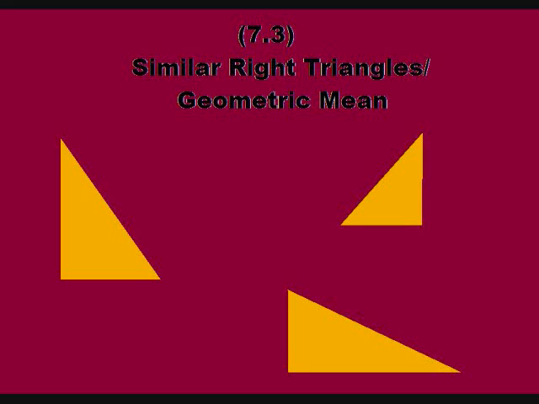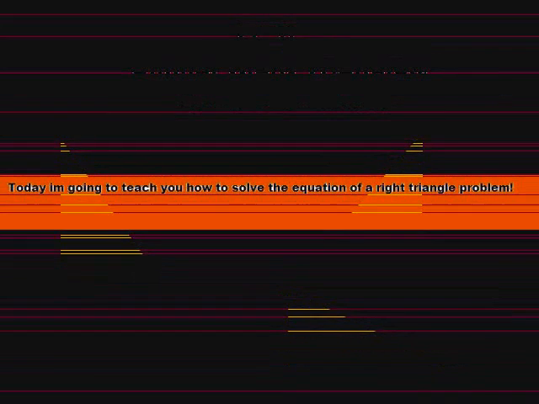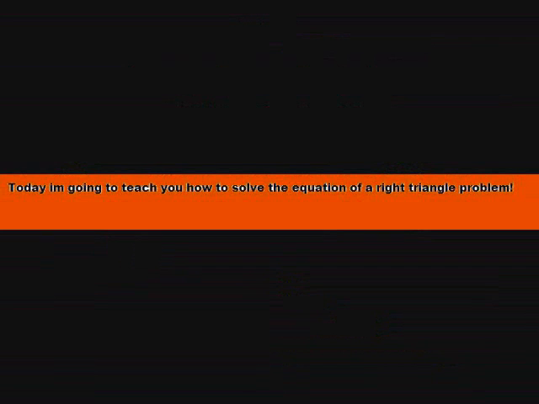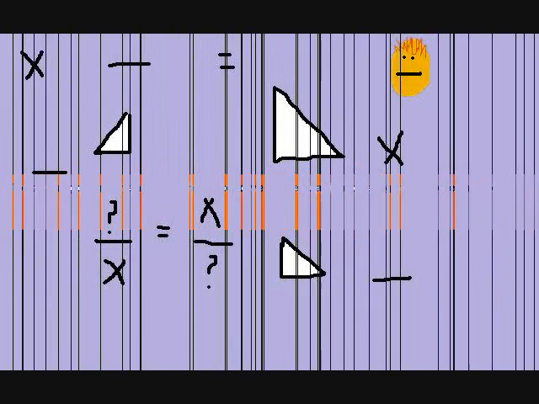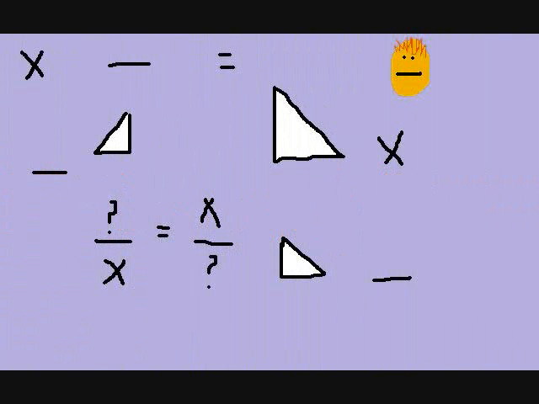Unit 7.3, Similar Right Triangles and Geometric Mean. Today I'm going to teach you how to solve a right triangle problem. When solving a right triangle problem, the most common mistakes are made when making the proportion and solving the equation correctly.